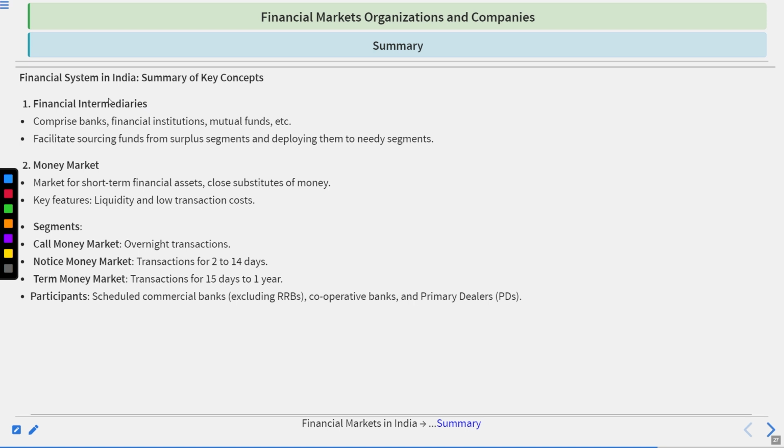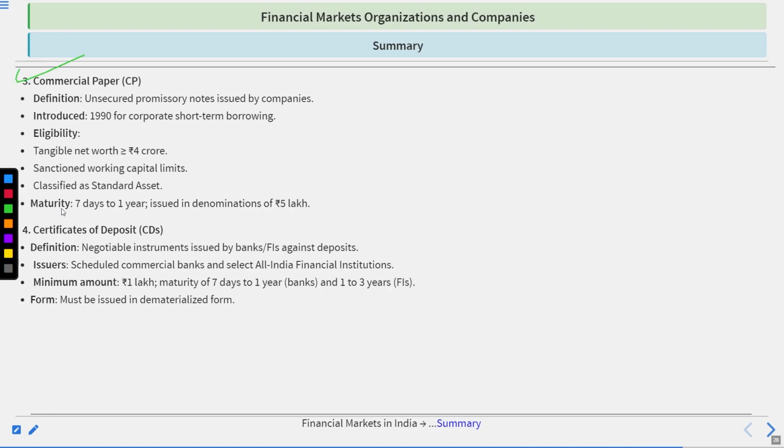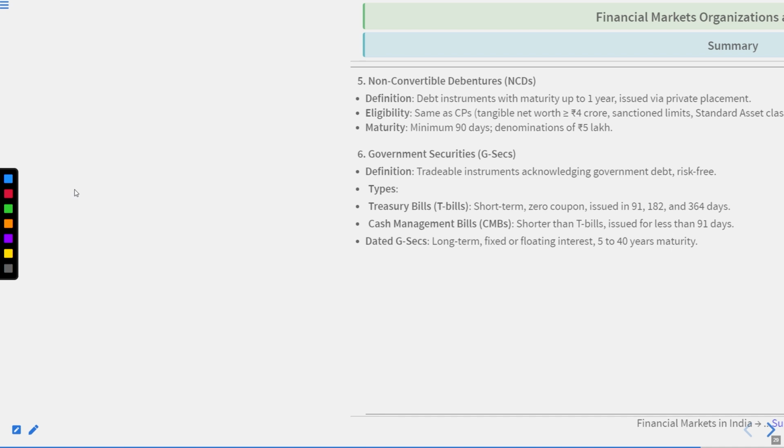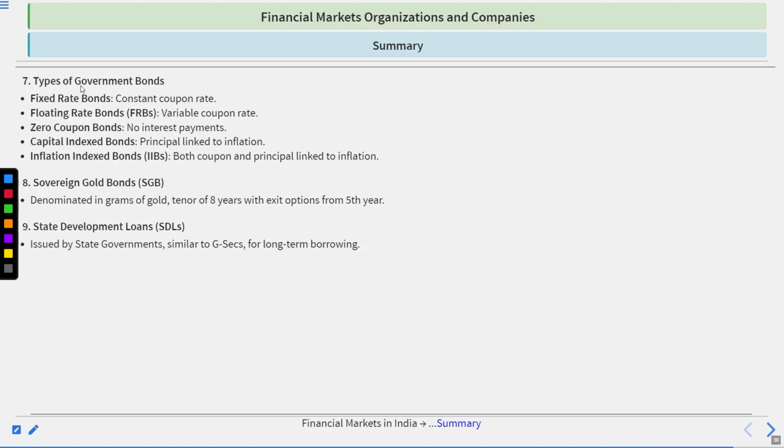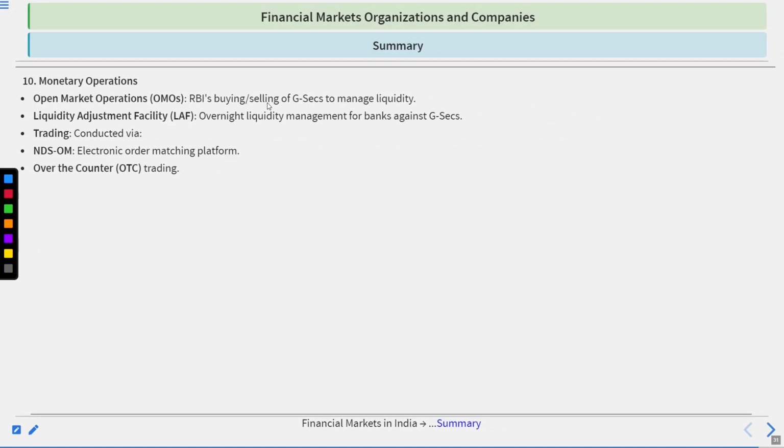Here we have finished the topic. Now it's time for the summary. Basically, we have talked about the financial system in India, like financial intermediaries, money markets, and their segments. Then commercial paper we have seen, certificates of deposit we have seen, non-convertible debentures we have seen, government securities we have seen, types of government bonds we have seen, sovereign gold bonds we have seen, state development loans we have seen, monetary operations we have seen.